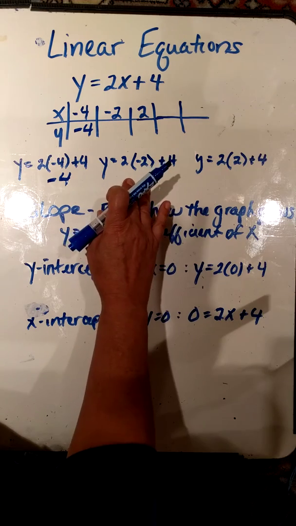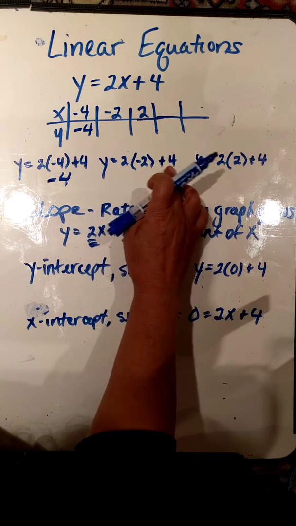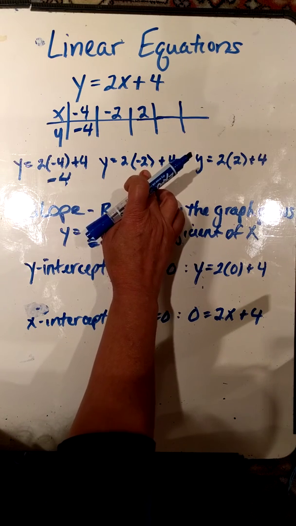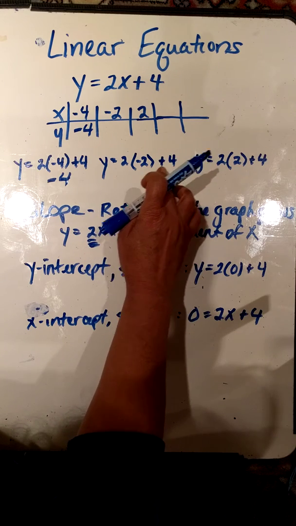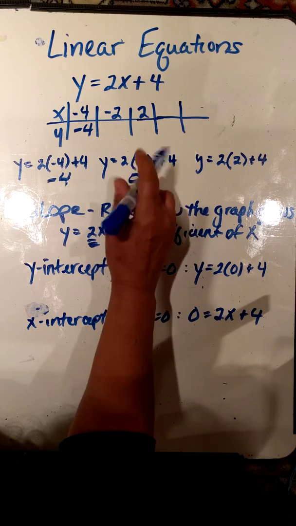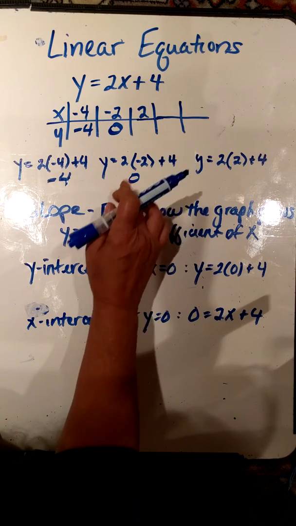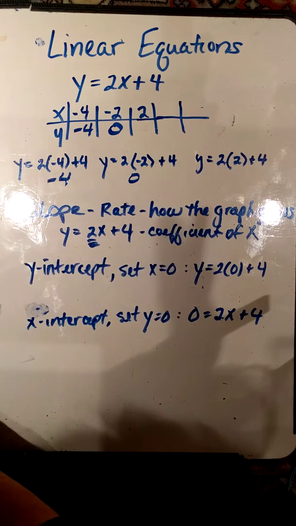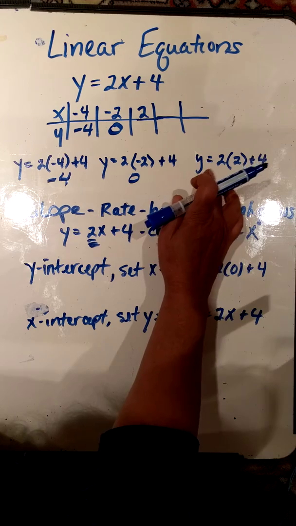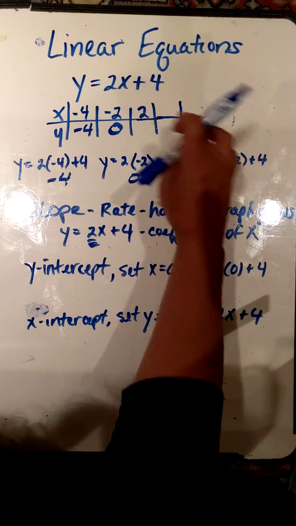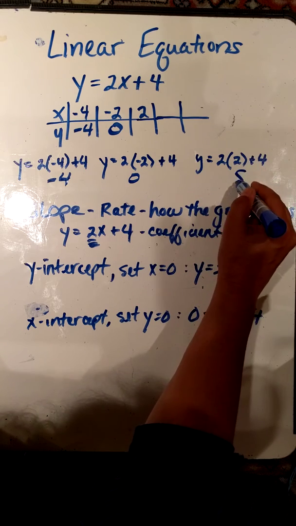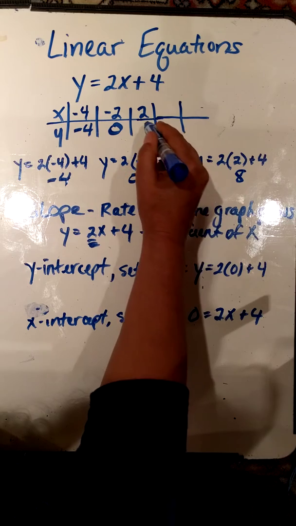In this next equation, again, y equals 2x plus 4. I put the negative 2 in here for x. So 2 times negative 2 is negative 4. Negative 4 plus 4 is 0. So when x is negative 2, y is 0. And then the last one here, again, y equals 2x plus 4. In this case, my x is 2. 2 times 2 is 4. 4 plus 4 is 8. So when x equals 2, y is going to equal 8.